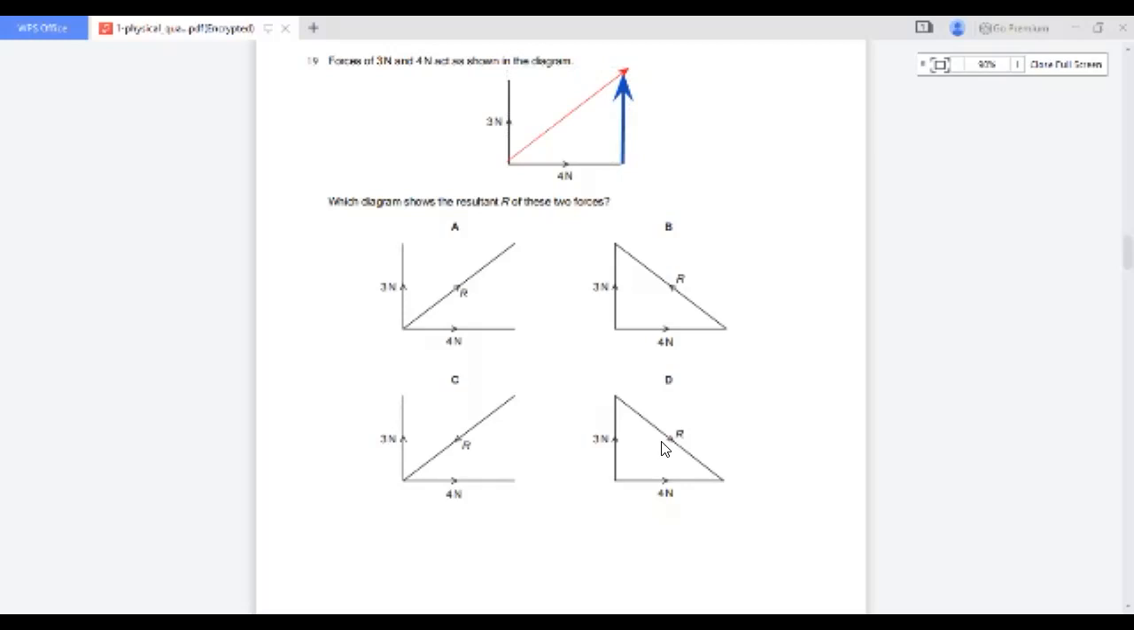So this one is incorrect. This one is also incorrect. This is going in the wrong direction. This is incorrect. This, it looks correct.